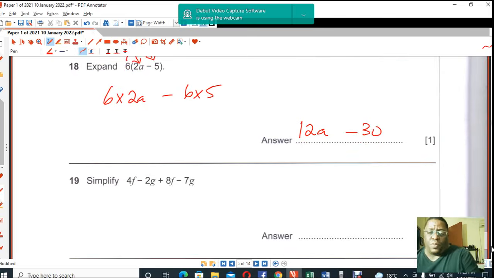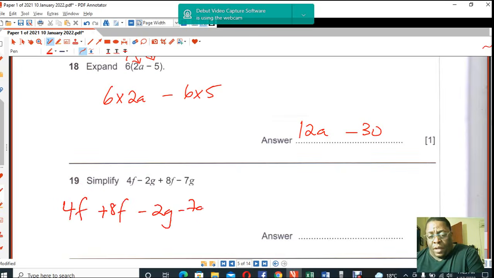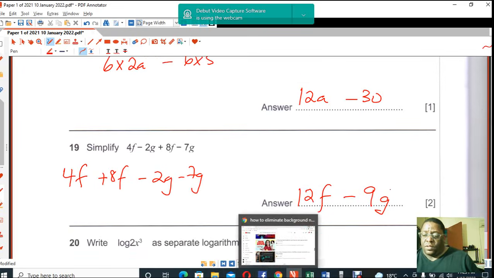Here you're supposed to simplify. So I'll suggest that you perhaps write the like terms together and the other like terms together. It's easier then for you to know that that is 4f. Add 8 more to them. That will give you that. And that should give you minus 9. So please make sure that you know minus 2 minus 7 gives you minus 9.